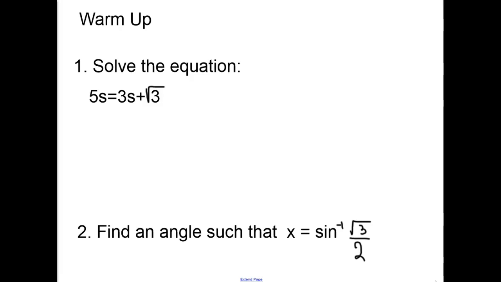Before we talk about our new topic, I want you to take a minute and try to solve the equation 5s is equal to 3s plus square root of 3. Go ahead and pause the video until you get your solution. And then for question number 2, I want you to pull out a unit circle and try to find an angle such that it has a sine value of square root of 3 over 2. Pause the video now and work out the two problems.